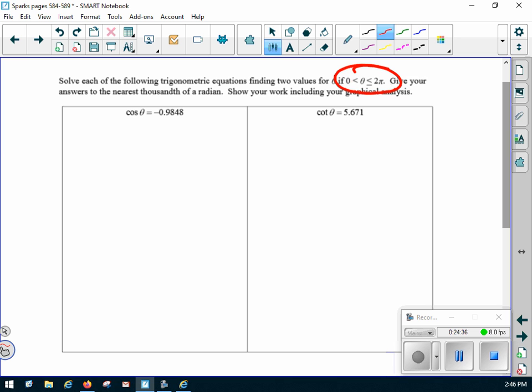We need to find two angles that make each of these equations true, and we're going to round our answers to the nearest thousandth of a radian. Are we going to put a degree symbol at the end of our answers? No, because we're in radians, not degrees. Does radians have a symbol? No. Some people might put RAD behind it, but no symbol. Okay, what quadrants? Two and three.